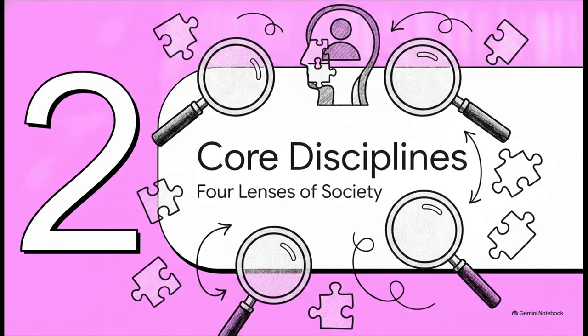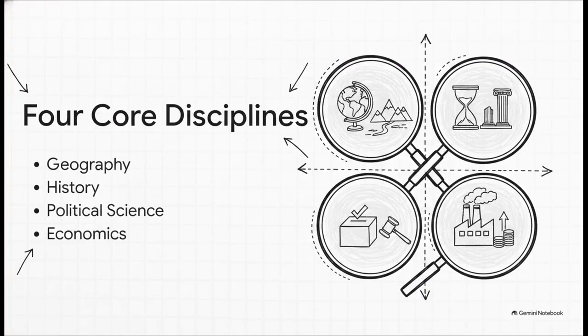Moving on to Section 2, the 4 core disciplines. Okay, so to answer those big why questions, we use 4 specific lenses. Think of them as 4 different magnifying glasses that, when you put them all together, help us solve the giant puzzle of human society. First up, geography. Now, this isn't just about memorizing maps. It's a study of the Earth and exactly how we humans interact with our environment. Second is history, the study of our past. It shows us how societies evolved and why things changed over time.